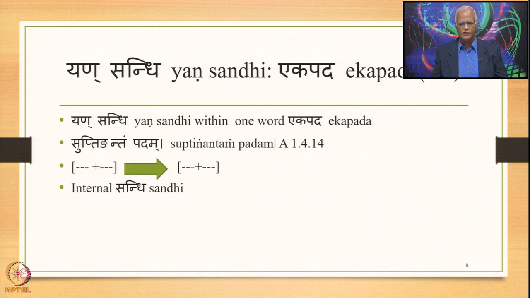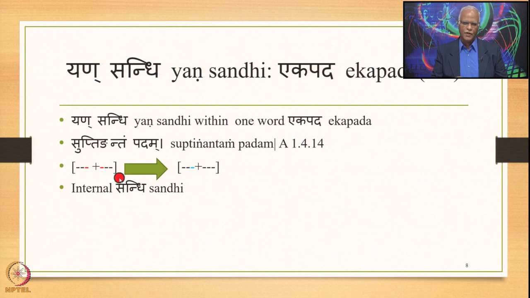Now when the derivation of this pada is in process, there we notice yan sandhi taking place between the prakriti and the pratyaya. So these square brackets indicate that this is a pada, and the plus sign indicates that there are two constituents of this pada. On the left hand side we have a prakriti, and on the right hand side we have a pratyaya. And this prakriti and pratyaya are always to be uttered in the samhita mode, because this is one pada, and within one pada samhita is obligatory.